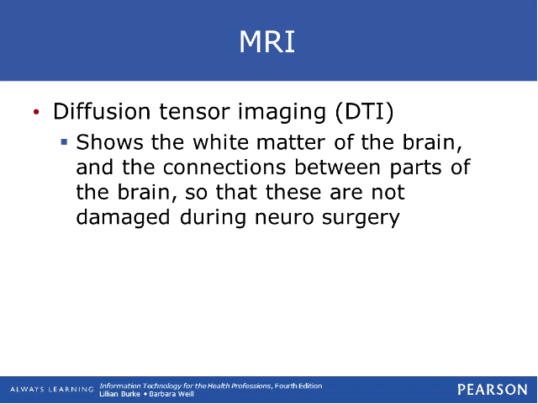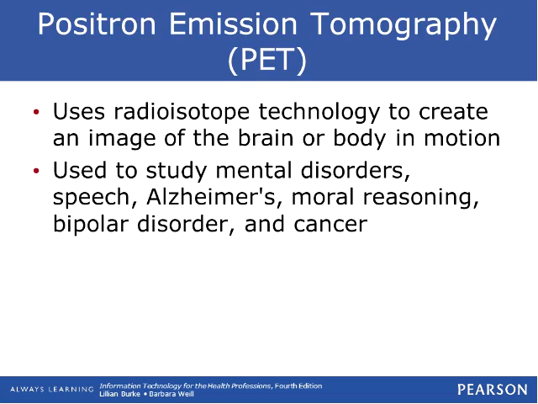Diffusion tensor imaging, MRI, DTI, shows the white matter of the brain and the connections between parts of the brain so that these are not damaged during neurosurgery. So it literally helps to prevent peripheral damage or collateral damage during surgery.